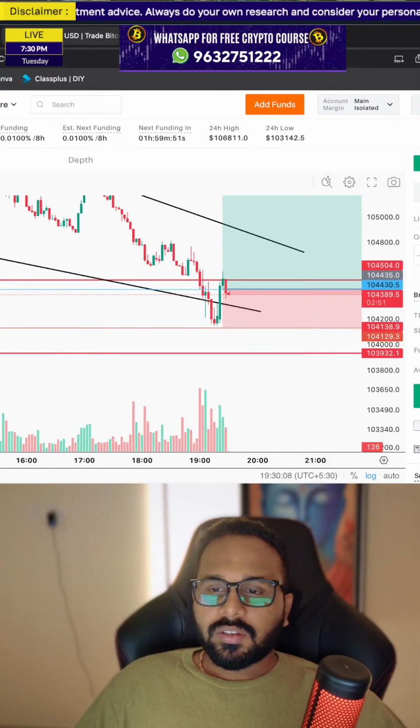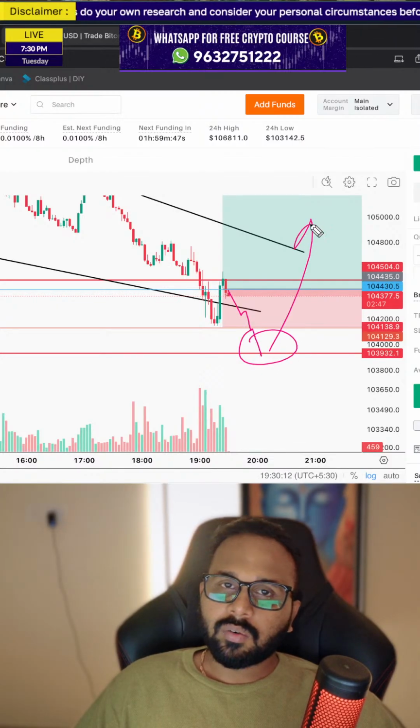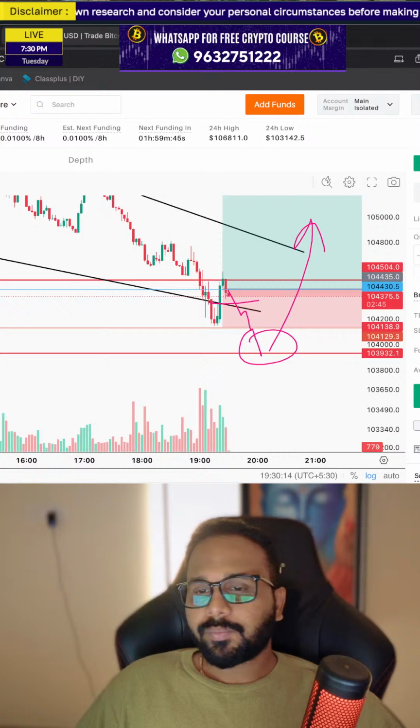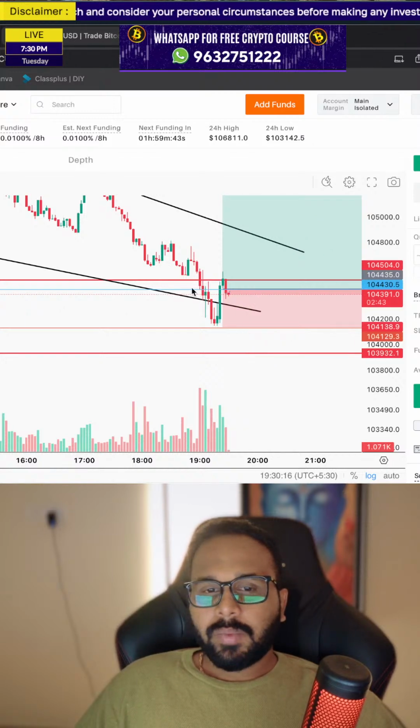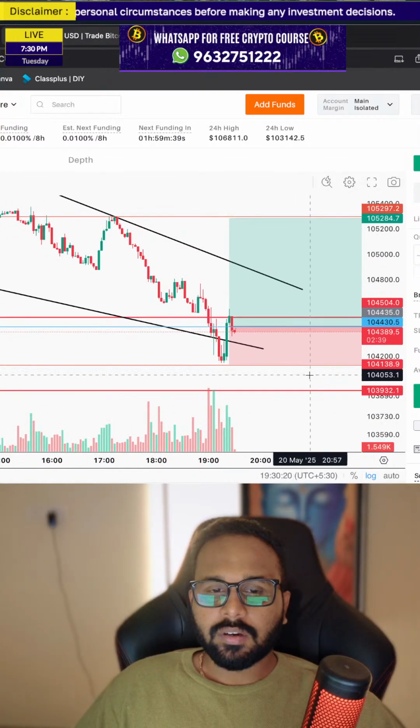If you consider yourself as a safe trader, wait for the downside move and then look for opportunity. Okay. For me, it made sense to enter here. I don't want to miss out on the opportunity, so I have entered.